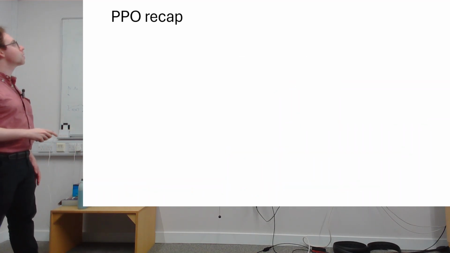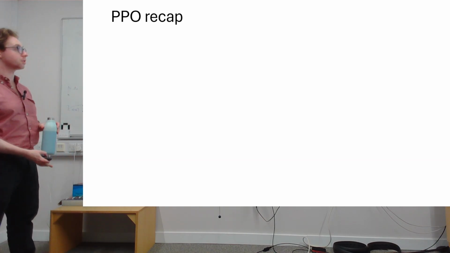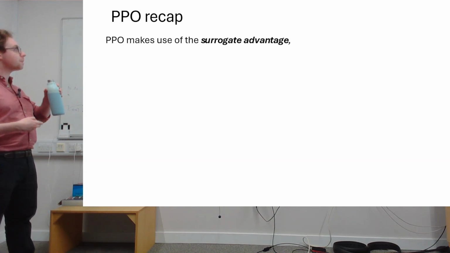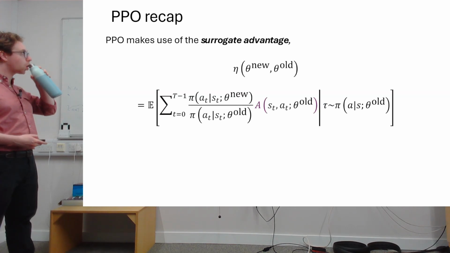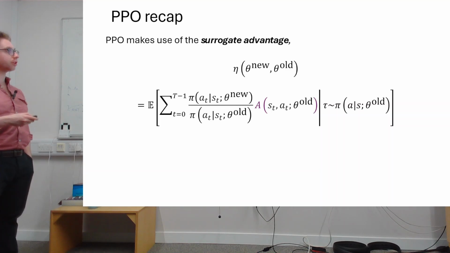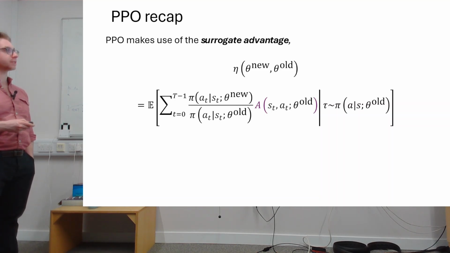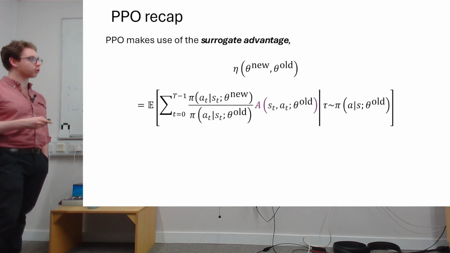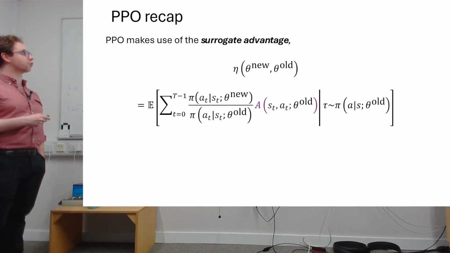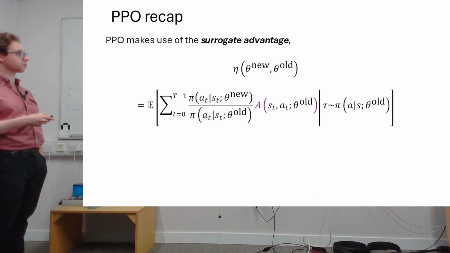Cool. Okay. So we have recapped A2C. Let's also recap PPO, because we're going to use a lot of the same ideas again. PPO makes use of the surrogate advantage. The surrogate advantage is a function of both a new set of parameters that I'm trying to optimize and an old set of parameters. I'm averaging across data drawn according to my old policy of the ratio of the probabilities times the advantage. This thing is called the surrogate advantage.